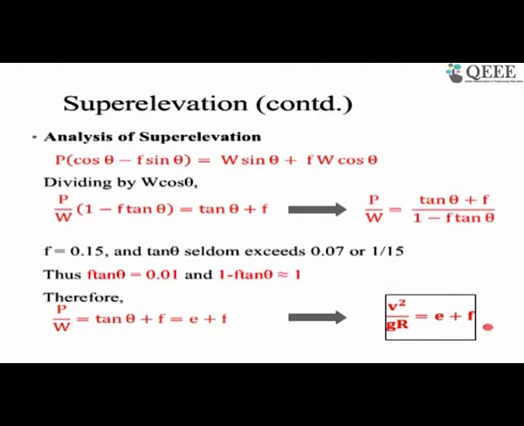Earlier, if you recall, the overturning or the skidding was going to happen when V square by GR was greater than or equal to B by 2H, or greater than or equal to F. Now, along with F, we have added one more parameter, E plus F. So this is going to enhance the safety in this case. Your V square by GR should always be less than this, and the road is going to be safe.